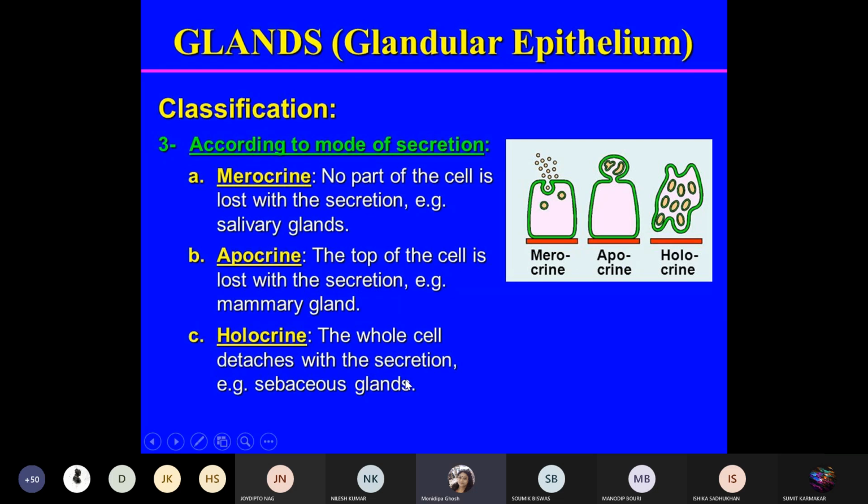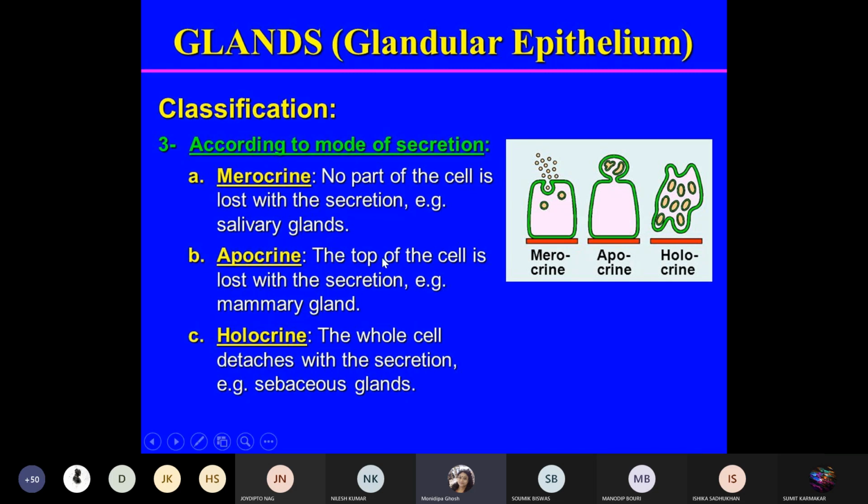Now, the mode of secretion, if you just want to differentiate the glands: the merocrine glands, no part of the cell is lost with secretion. It means the cell remains intact after the secretion. The salivary gland, for example: after secretion of saliva, no gland is destroyed.